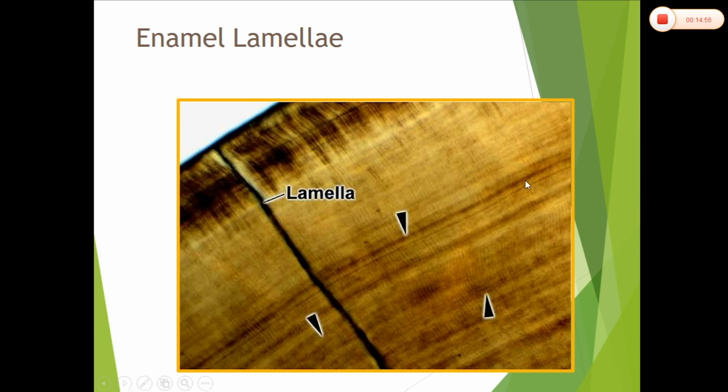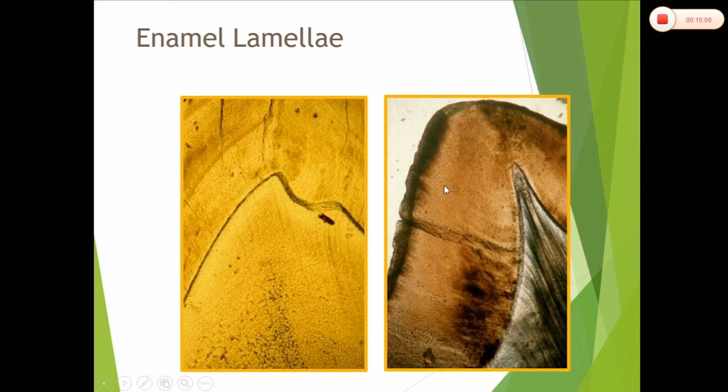What do we call this? This is the stria of Retzius, the lines of the enamel. In cross section the striae of Retzius appear as concentric rings. Also, this is the enamel lamellae. This is the enamel lamellae. This is the enamel lamellae.